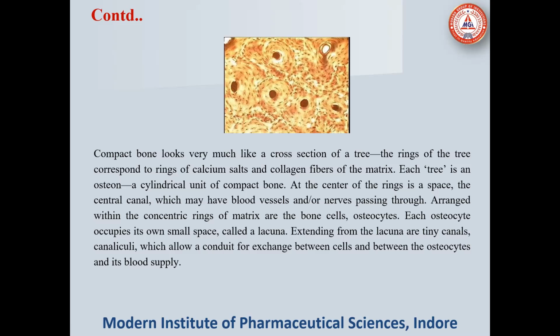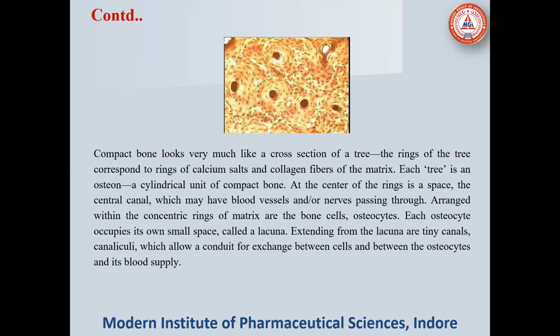The rings of the tree correspond to the rings of calcium salt and collagen fiber of the matrix. Each tree is termed an osteon, a cylindrical unit composed of compact bone. At the center of the ring, there is a space, the central canal, which may have blood vessels or nerves passing through the osteon.